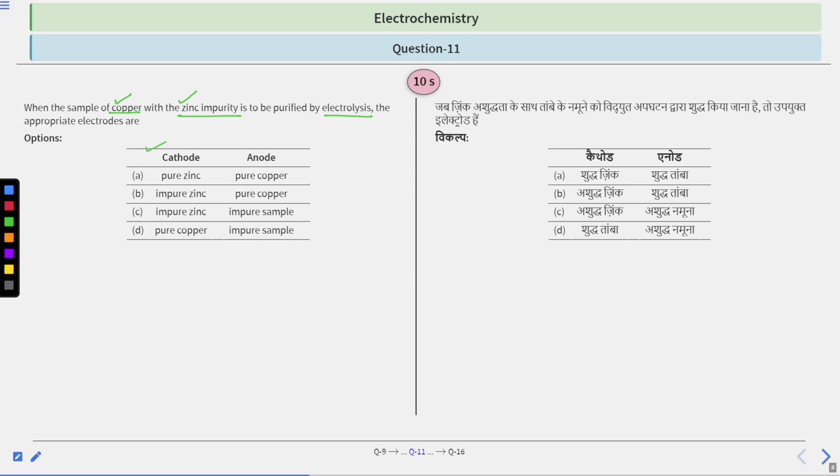Options are: the cathode is pure zinc, anode is pure copper. Cathode is impure zinc, anode is pure copper. Cathode is impure zinc, anode is impure sample. Or cathode is pure copper, anode is impure sample. So you have 10 seconds to solve this question. After that, we will see what the answer is.